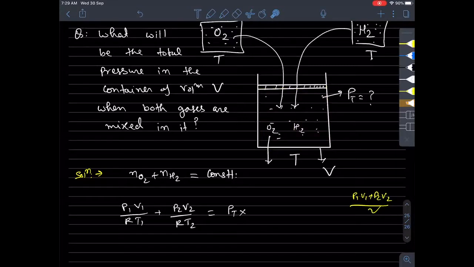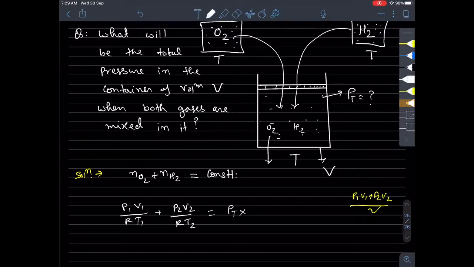Because many students make a mistake: they think that hydrogen will occupy half of the volume and the rest half will be occupied by O2. That is absolutely wrong, guys, because there are huge spaces between two molecules. So if you send any other molecule from outside, that will not be differentiated in terms of space. So both the gases will occupy the entire volume, not partly, okay? Because they are not liquid or solid, the penetration is allowed.